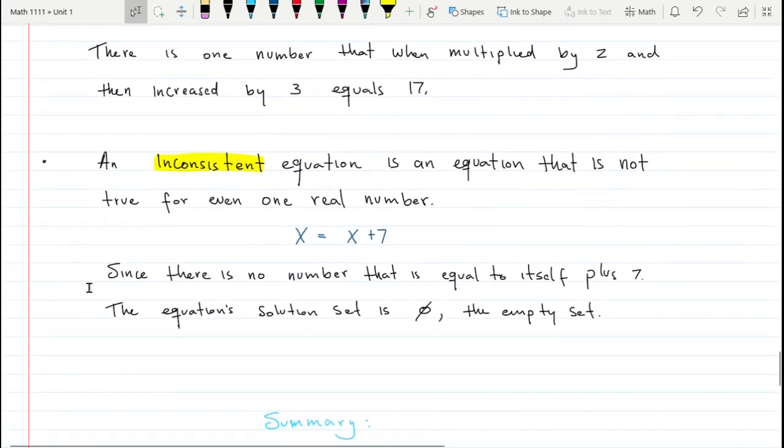And the last one is an inconsistent type of equation. That is an equation that is not true for even one real number. For example, x equals x plus 7. Since there is no number that is equal to itself plus 7, the equation has the solution set empty. The empty set, or no solution, right? There is no number that is equal to itself but 7 units larger, is what this is saying. So it will be a false statement.